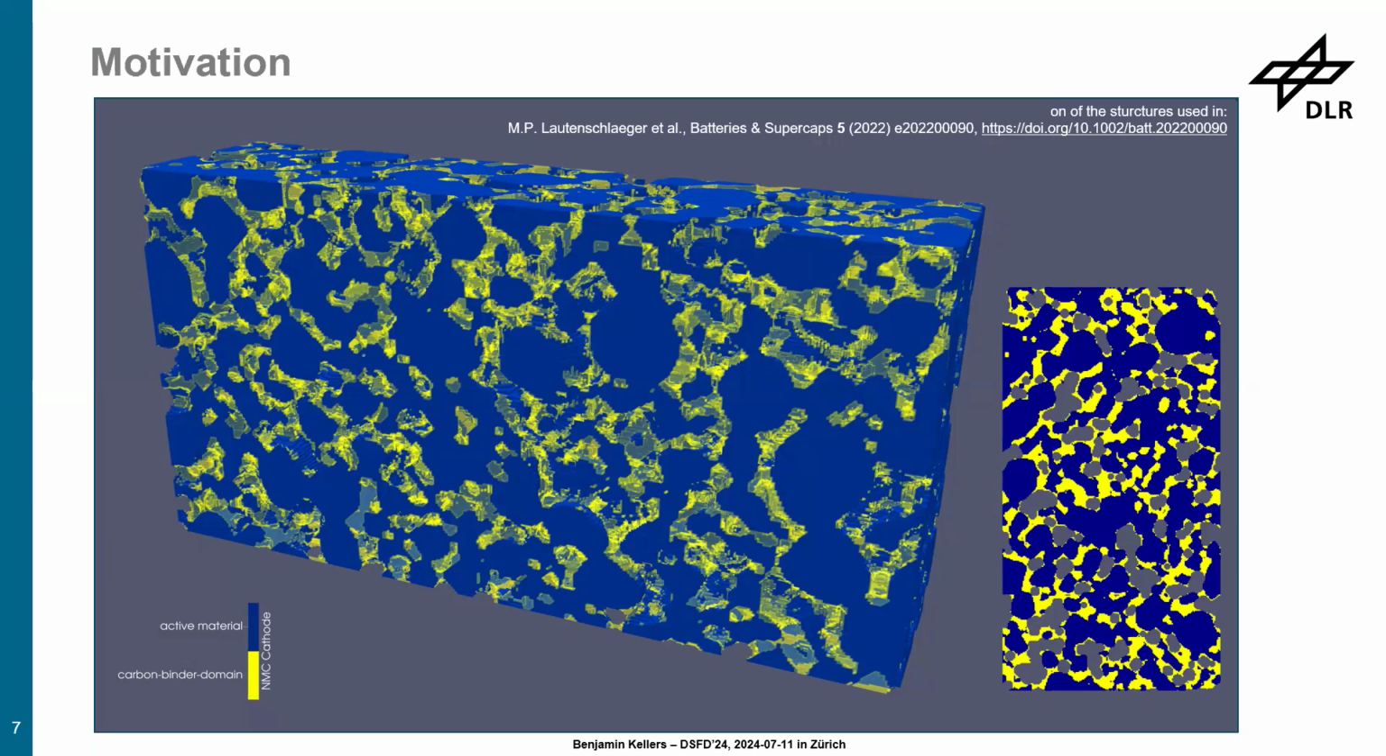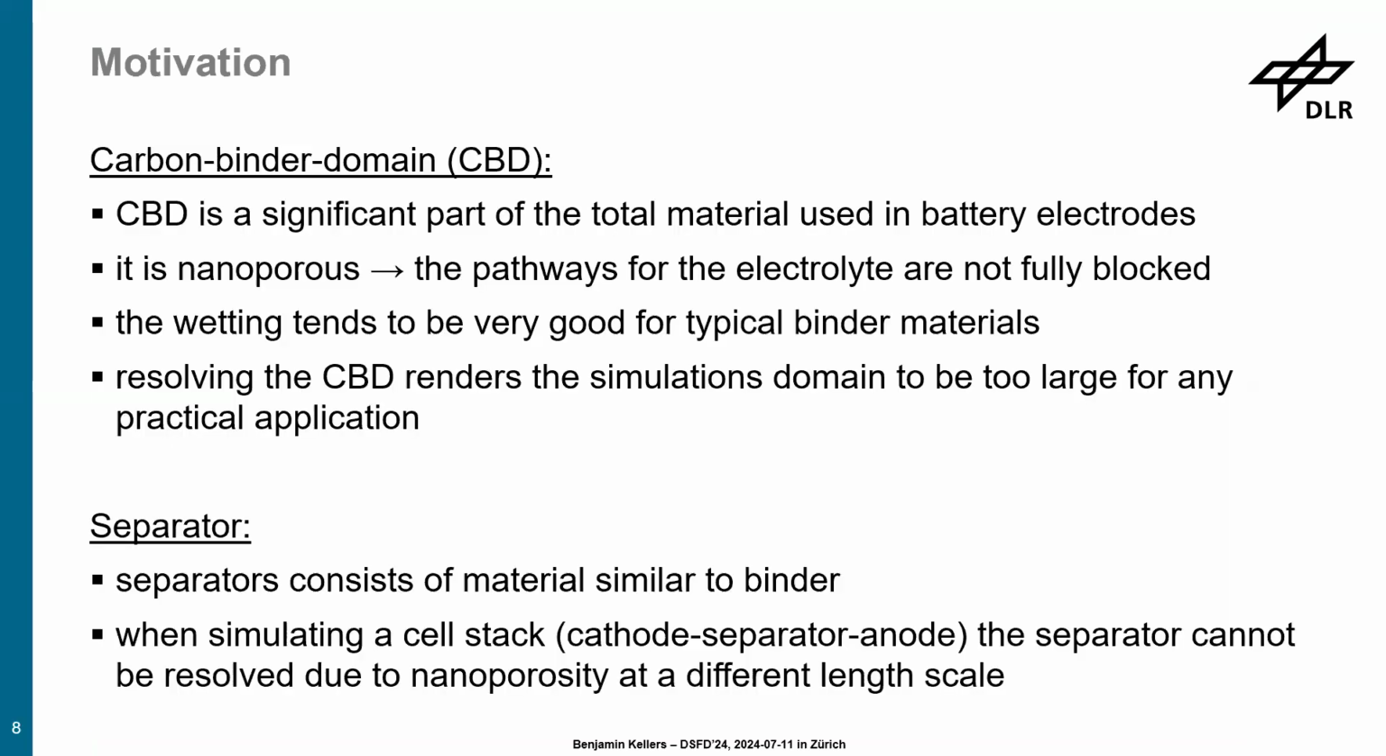And the problem with these glue particles is, as Julius already mentioned, they are nanoporous. So they are porous, but on a completely different scale than the cathode or the anode. And the problem is, we either need to resolve it, then we get billions of voxels, or we choose a composite dynamics approach, at least for the yellow part. So the carbon binder domain is often a really large part of the total cathode. So you cannot just neglect it.